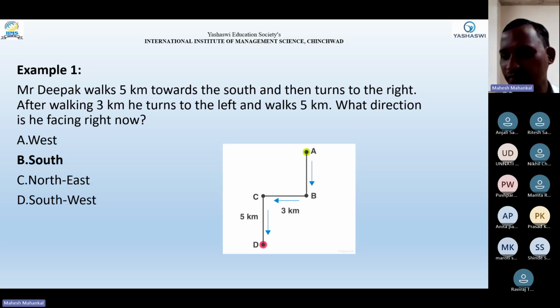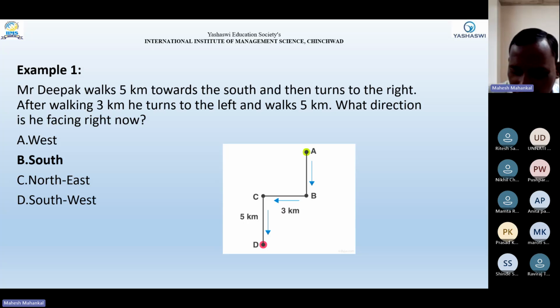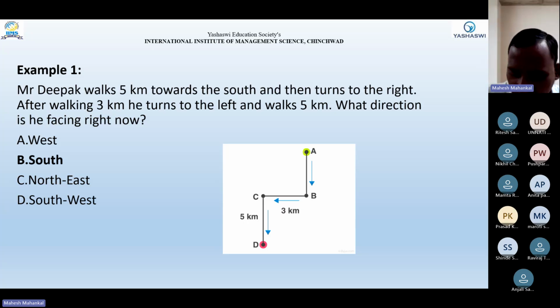How to solve this? First of all, on a plain paper, write the directions east, west, north, south. It's clear. One paper is given to you. On that paper, write the cardinal directions. Then start at a point. Deepak is starting from a particular point and he's traveling 5 kilometers towards south. The directions are available on the paper for you. Then write D started from this point towards south and he has traveled 5 kilometers. Write 5 kilometers. Then he has taken a right turn.